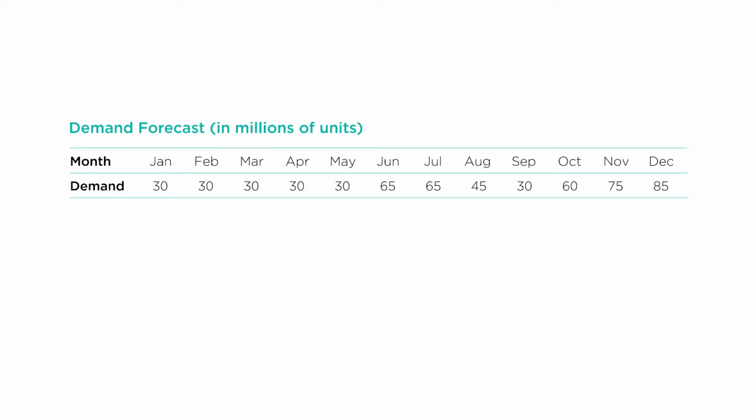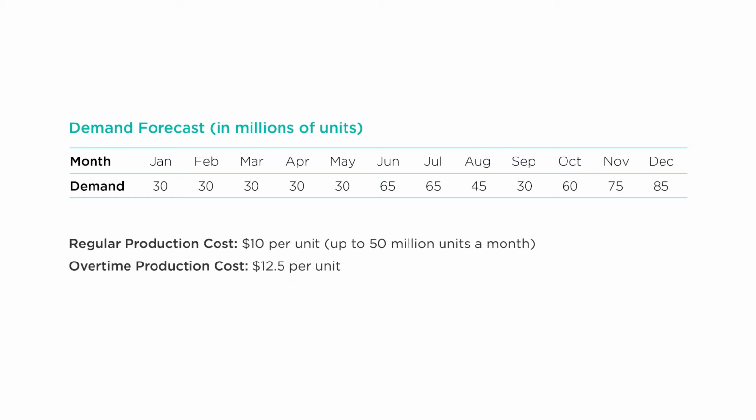If you produce units during regular hours, your cost per unit is $10. Your production facility is capable of delivering up to 50 million units per month using only regular hours. You can also go into overtime, but units produced during overtime are more expensive. They cost $12.50 per unit. In any given month, you can produce up to 25 million units in overtime.